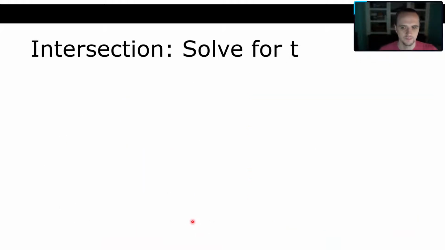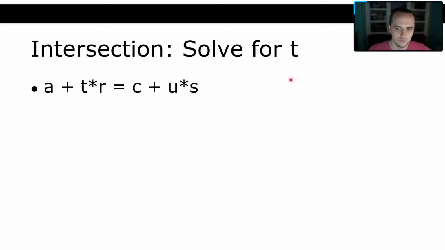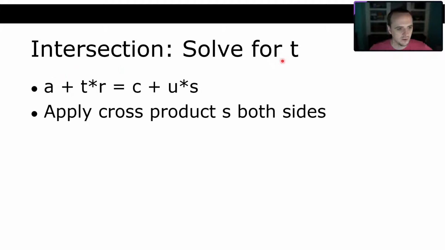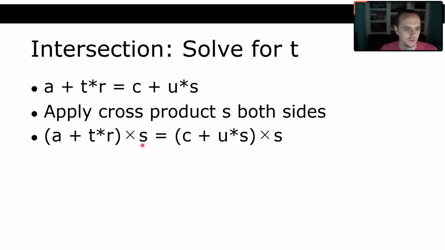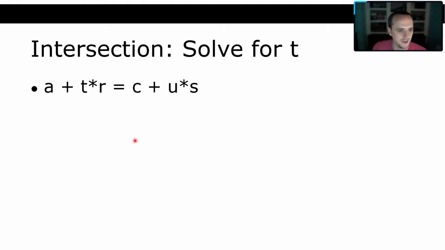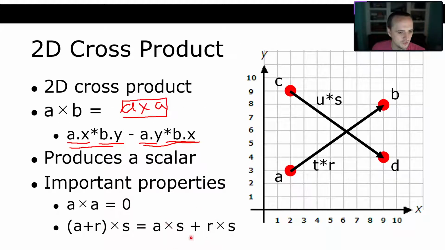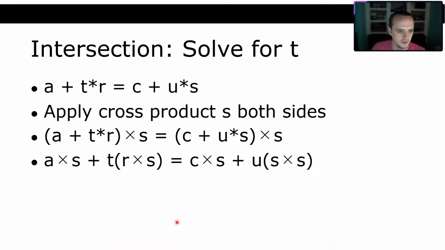Oops, I went back a slide. So here we have our equation. That's the equation that we started with. Now let's apply the cross product of S to both sides. So here's what we get with that. We take the left-hand side and we cross it with S, and we take the right-hand side and we cross it with S. Now we have something plus something cross something, so we're going to expand that using this formula right here. So let's see what we get when we expand that.